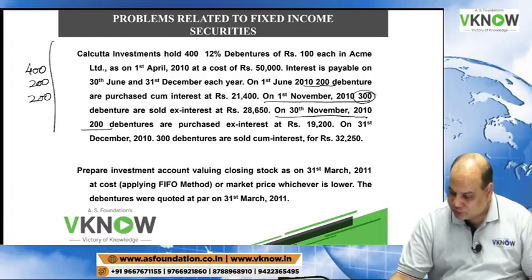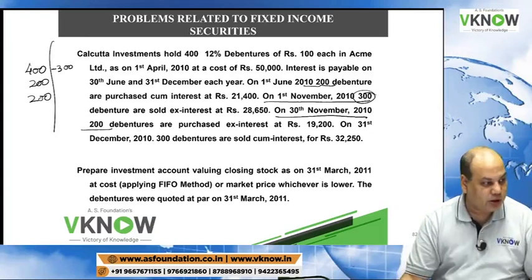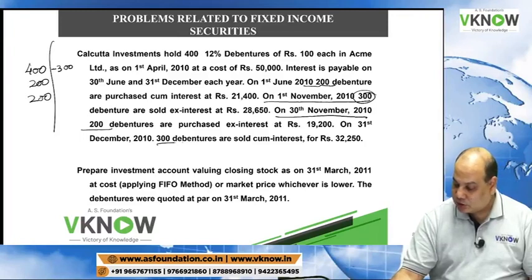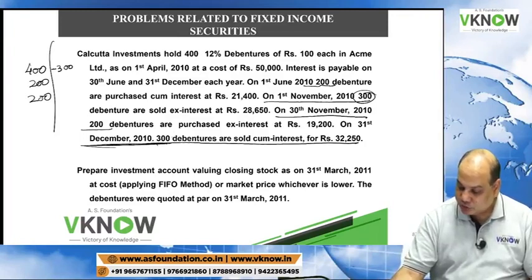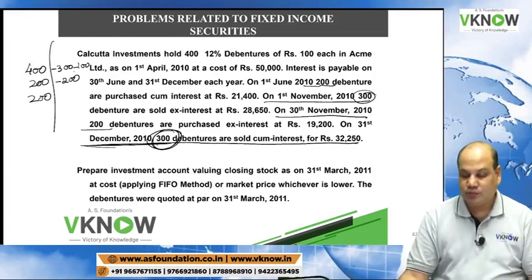What about the sale? On 1st November we have sold 300. So that will go out of opening lot, first in, first out. And then 300 were sold here on 31st December. So what is the source of this 300? 100 out of opening lot and 200 out of second lot.